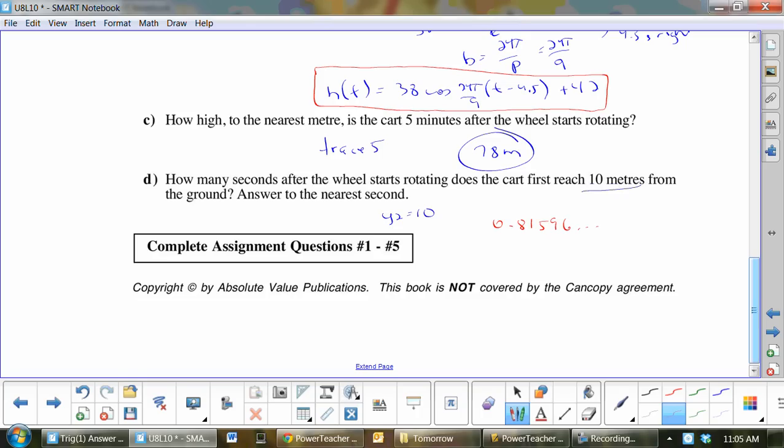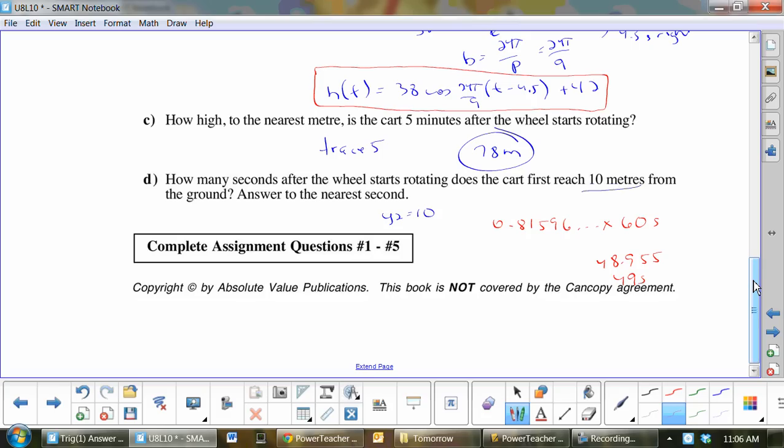So that's 0.8159 times 60 seconds, and you get 48.955. So we're going to say 49 seconds. Does this make sense? Okay.